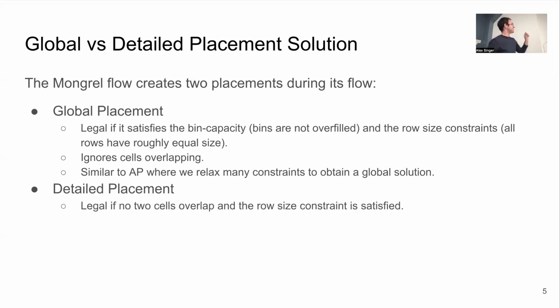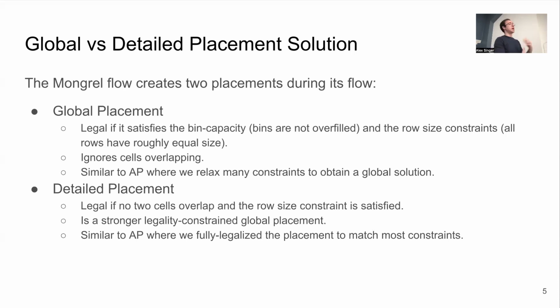Detailed placement is legal if no two cells overlap and the row size constraint is satisfied. And by construction, this also means that the bins are not over capacity. So it's actually a stronger legality-constrained placement than the global placement. This is similar to AP, where we have a fully legal placement, or AP for FPGAs. So these are the two placements that we're going to be working with in our flow.